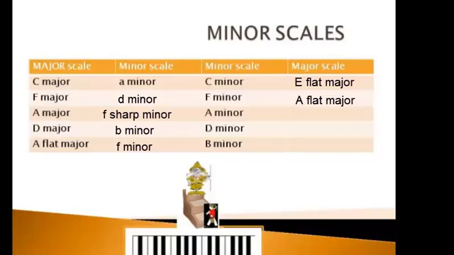A minor, going up 3 semitones. Did you say C major? D minor is next. D minor's relative would be F major. And B minor. Did you come up with D major? Because that would be correct.